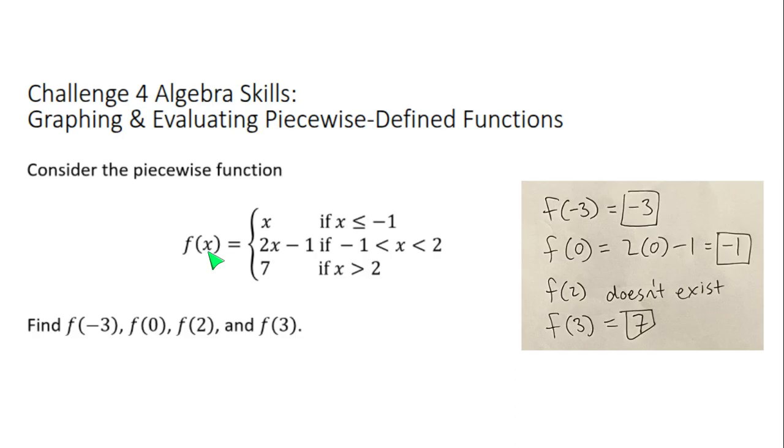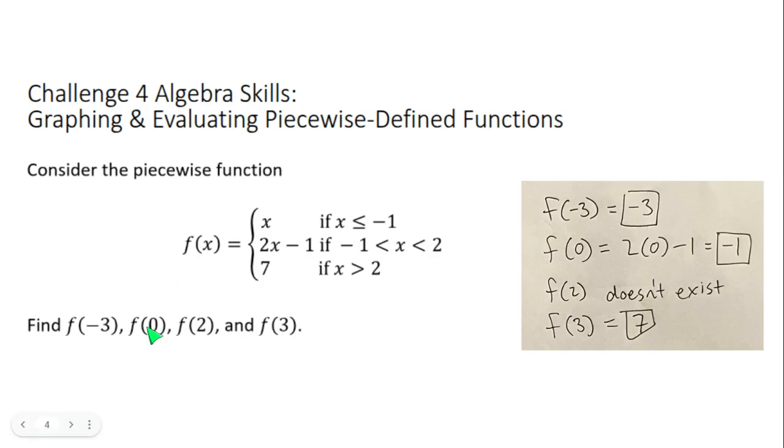First question I should ask is, which piece am I using? I use the top piece if x is less than or equal to negative 1. Negative 3 is in fact less than or equal to negative 1. So I will use this rule. So f of negative 3 is negative 3. Look at that. And that is how I got my answer.